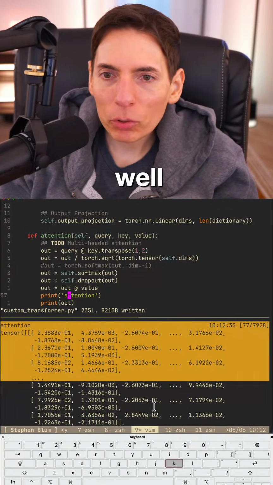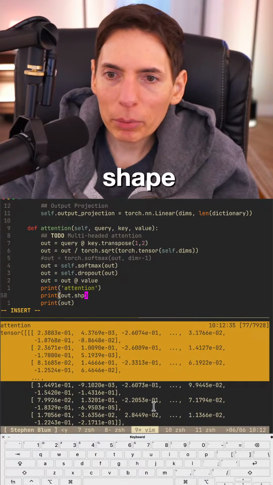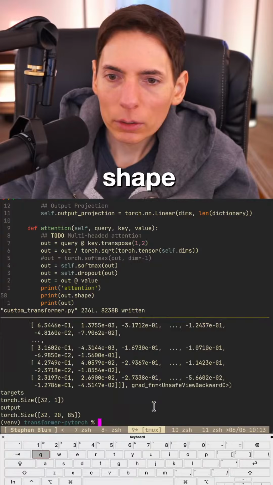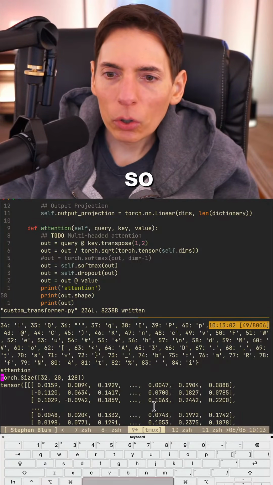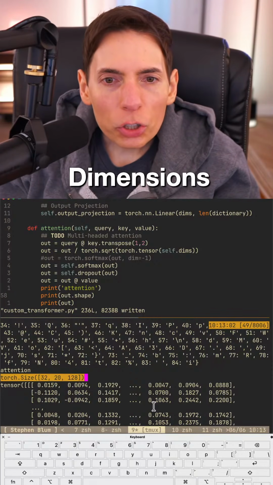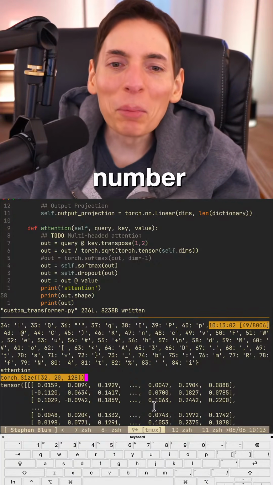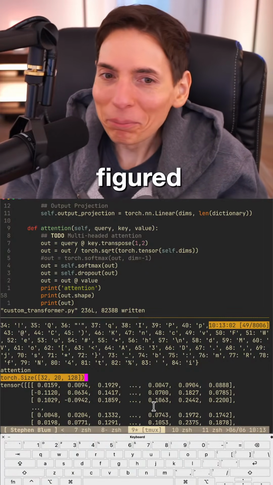Let's print out the shape as well. Do .shape. There we go. Reprint. Okay, so there it is. Yep, 128 dimensions. Just the shape. I can't make sense of the raw numbers anyway. I know, I figured as much.